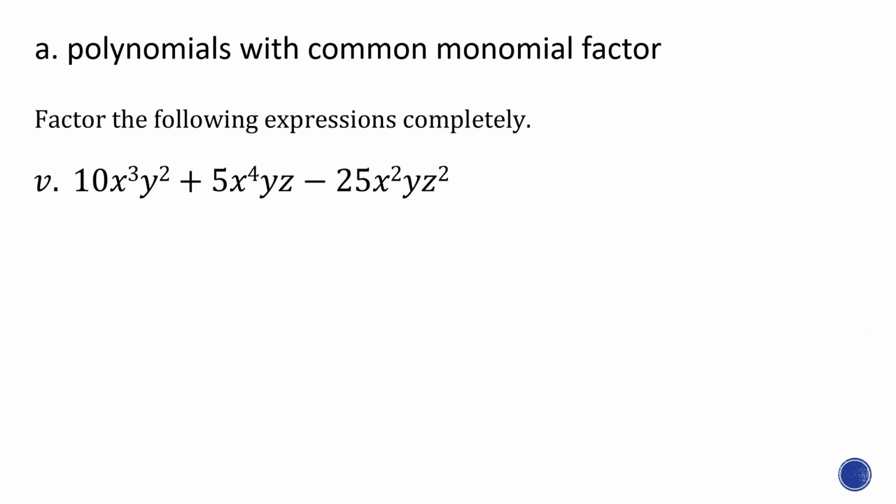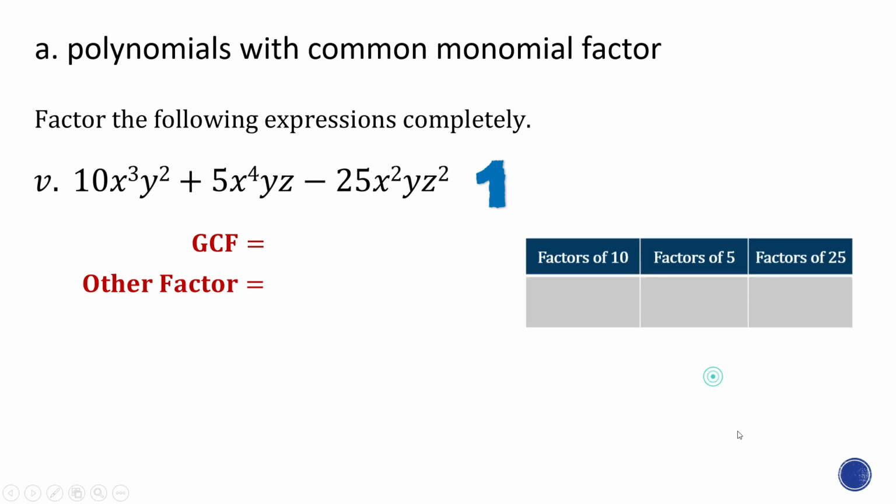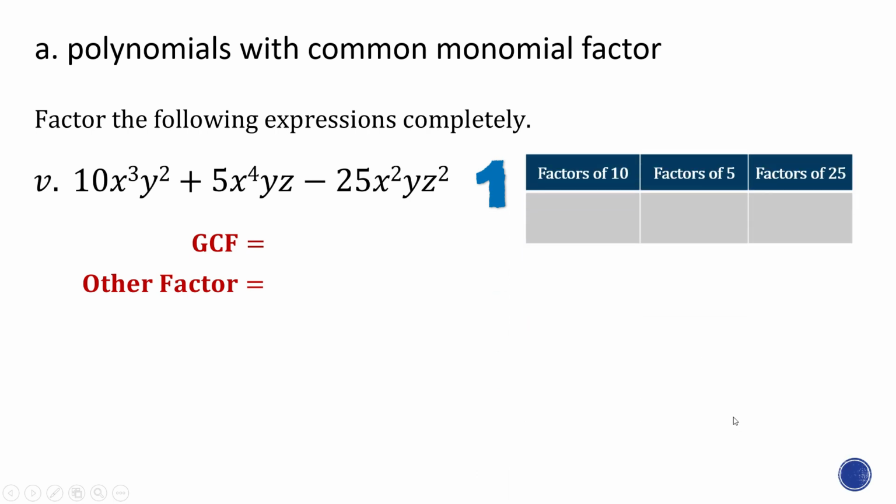All right, so here we have, I think I can see 3 variables here, and let's see how we solve this kind of problem. Again, 2 things we need to find, the GCF and the other factor. First step is find the GCF of the numerical coefficients. So 10, 5, and 25. For 10, we have 1, 2, 5. For 5, we have 1, 5. And for 25, we have 1, 5, and 25. And it's so obvious that the GCF is 5.